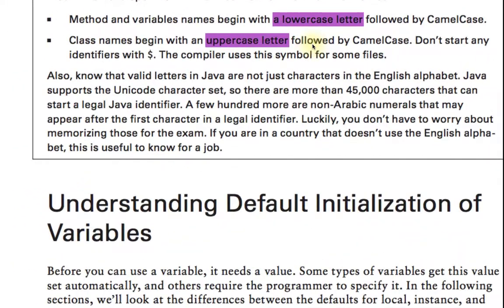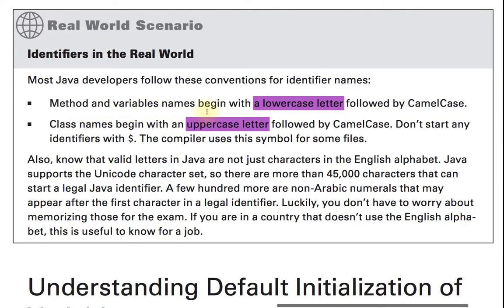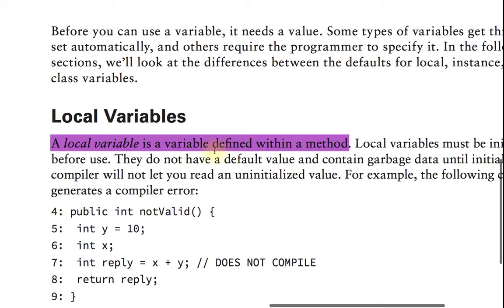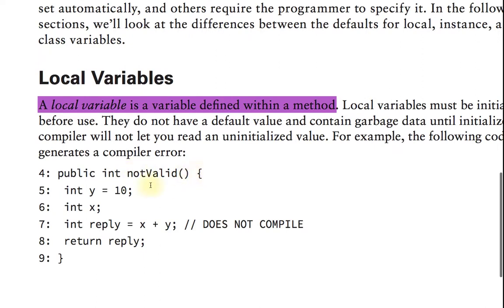Most Java developers follow this convention for identifier names. Method and variable names begin with a lowercase letter. This is very basic Java, you all might already know. Class names begin with uppercase letters followed by camel case. Don't start any identifiers with dollar. The compiler uses this symbol for some files. Local variables. A local variable is a variable defined within a method. Here these are valid just within the method, and they have to be declared.